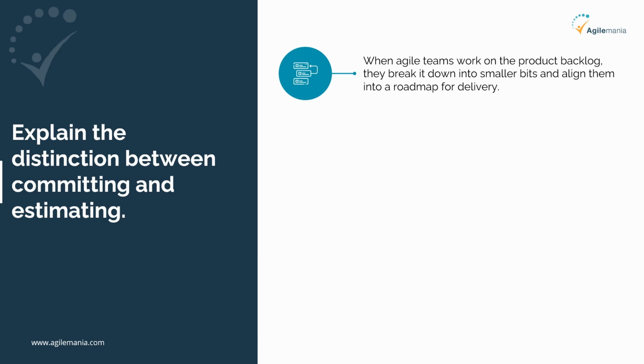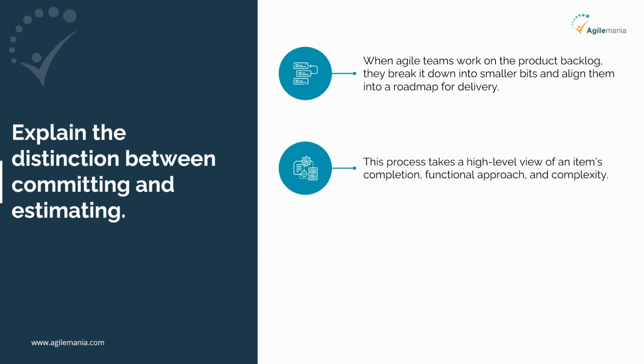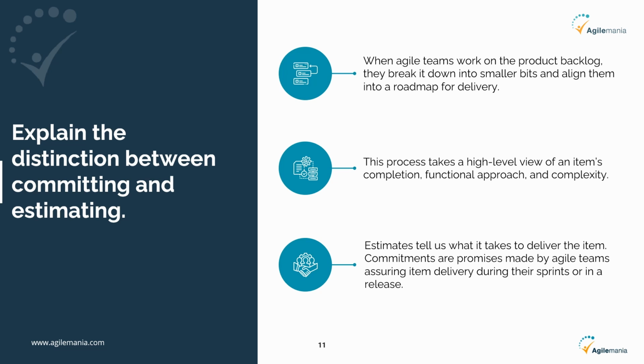Explain the distinction between committing and estimating. When Agile teams work on the product backlog, they break it down into smaller bits and align them into a roadmap for delivery. This process takes a high-level view of an item's completion, functional approach, and complexity. Estimates tell us what it takes to deliver the item. Commitments are promises made by Agile teams assuring item delivery during their sprints or in a release.